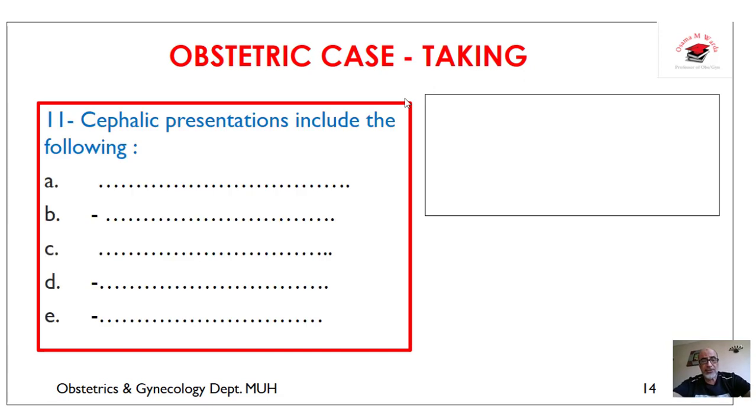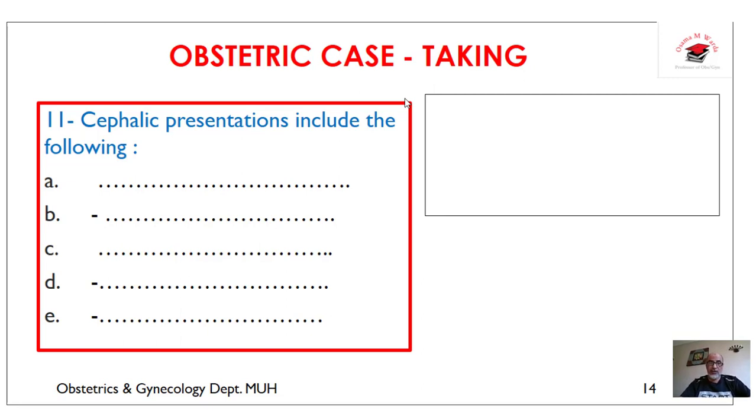The cephalic presentations include the following. We have 5 cephalic presentations. 3 of them are due to the movement of the head on the atlanto-occipital joint, the anteroposterior movement, and the other two positions are due to the movement of the head laterally.